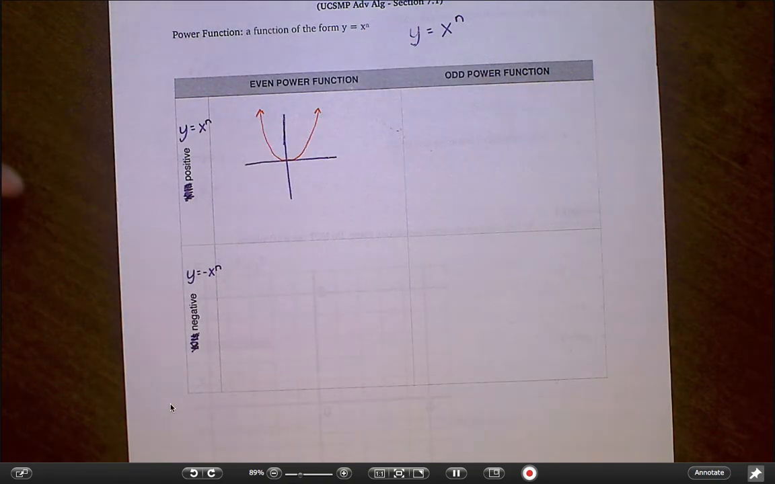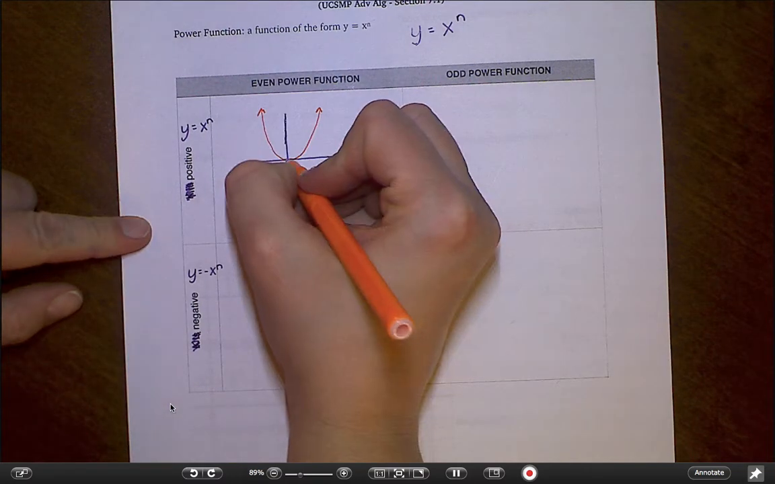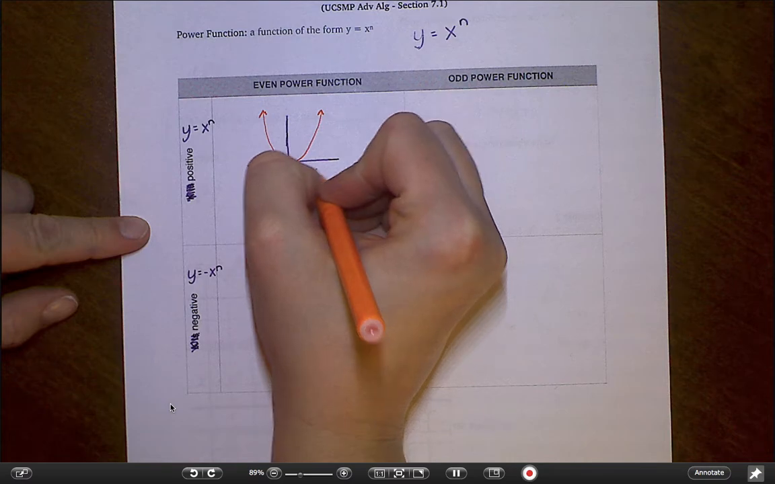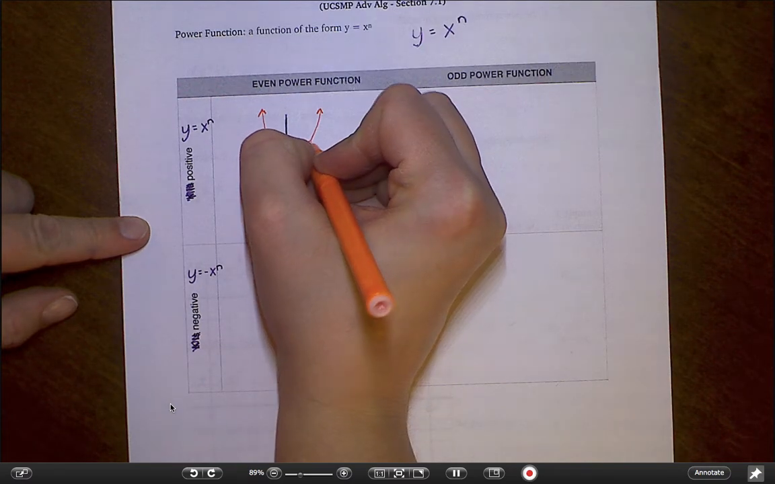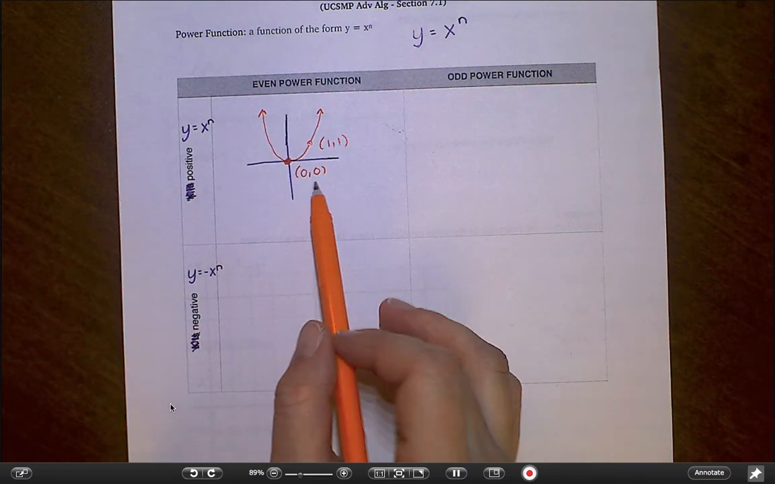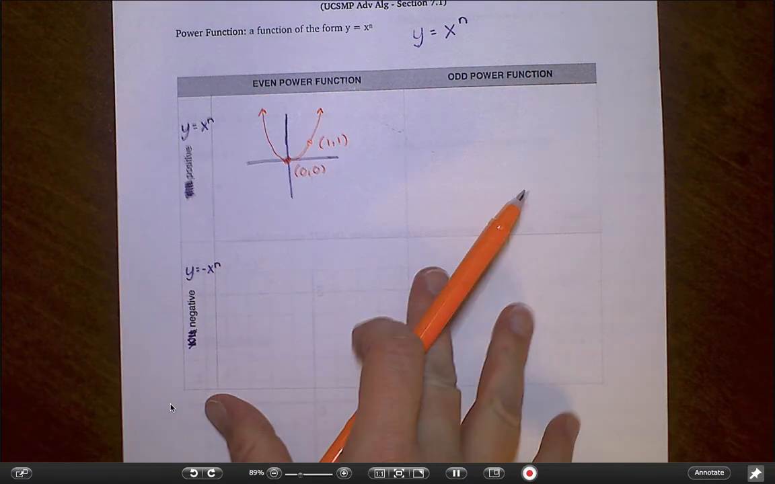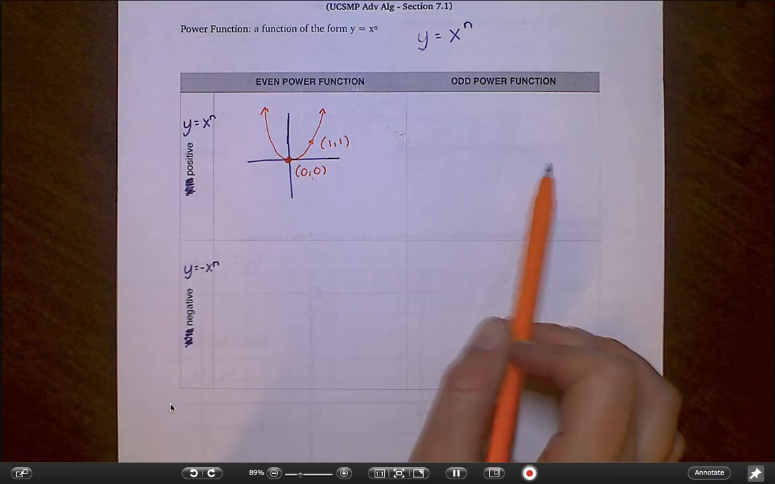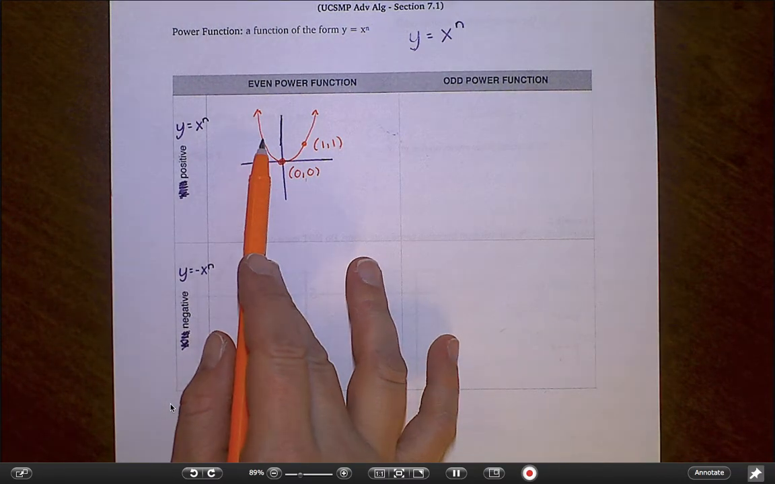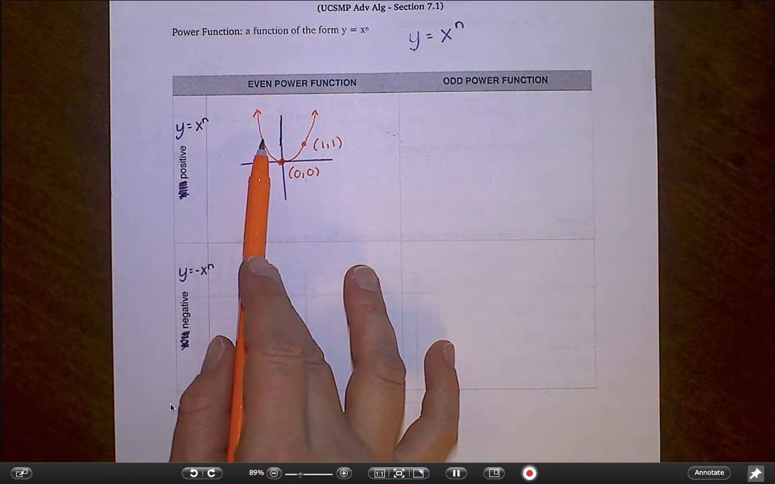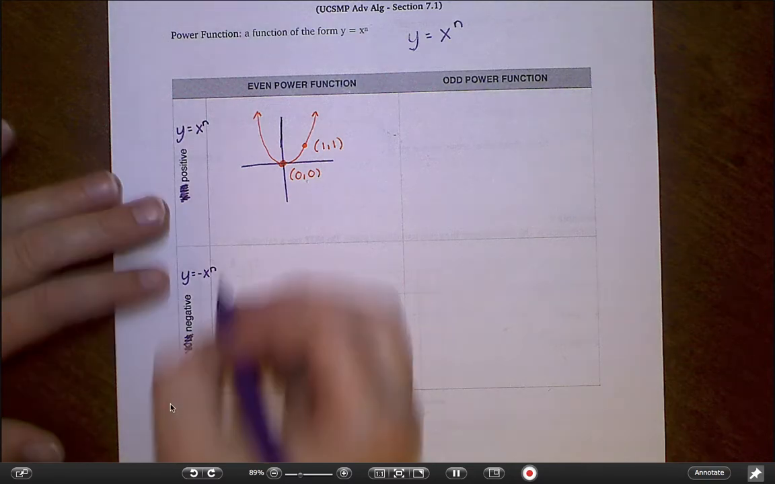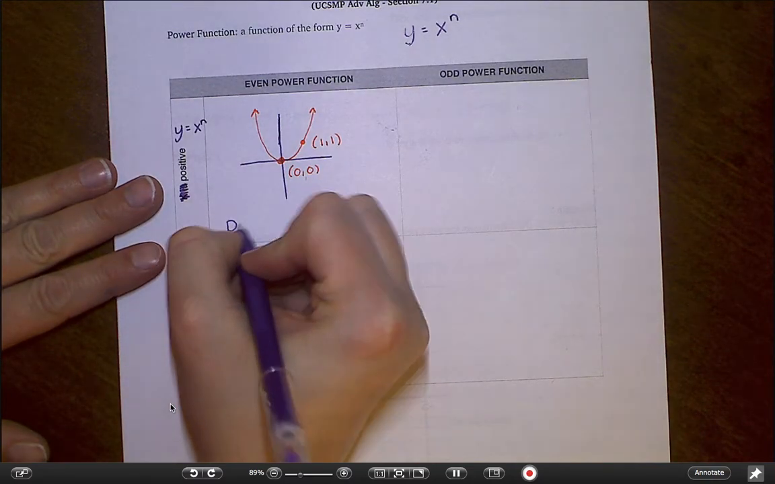Okay. A couple of things you should know about this function is that it does include the point 0, 0. They also all include the point 1, 1. And these two would be the two that I think are most important for you to know, because these are actually going to show up on the odd power functions as well. If you wanted to, you could show that this one also includes the point -1, 1, no matter what the power is.